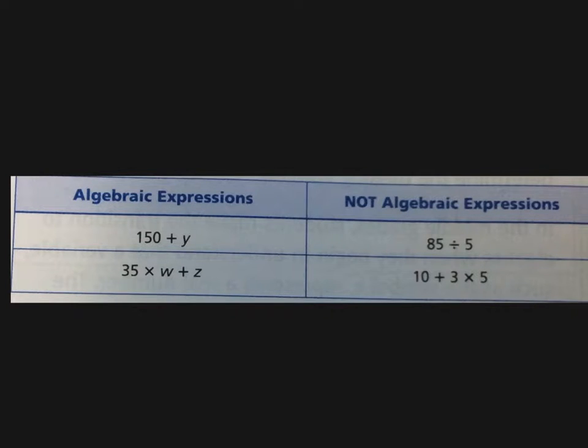This is a quick illustration that shows what an algebraic expression is and what it is not. In order for it to be algebraic, it must contain variables. And in this case, our variables are y, w, z. So these are not algebraic expressions. They are still expressions because they don't have an equal sign, but they are just not algebraic expressions because those variables are not there.